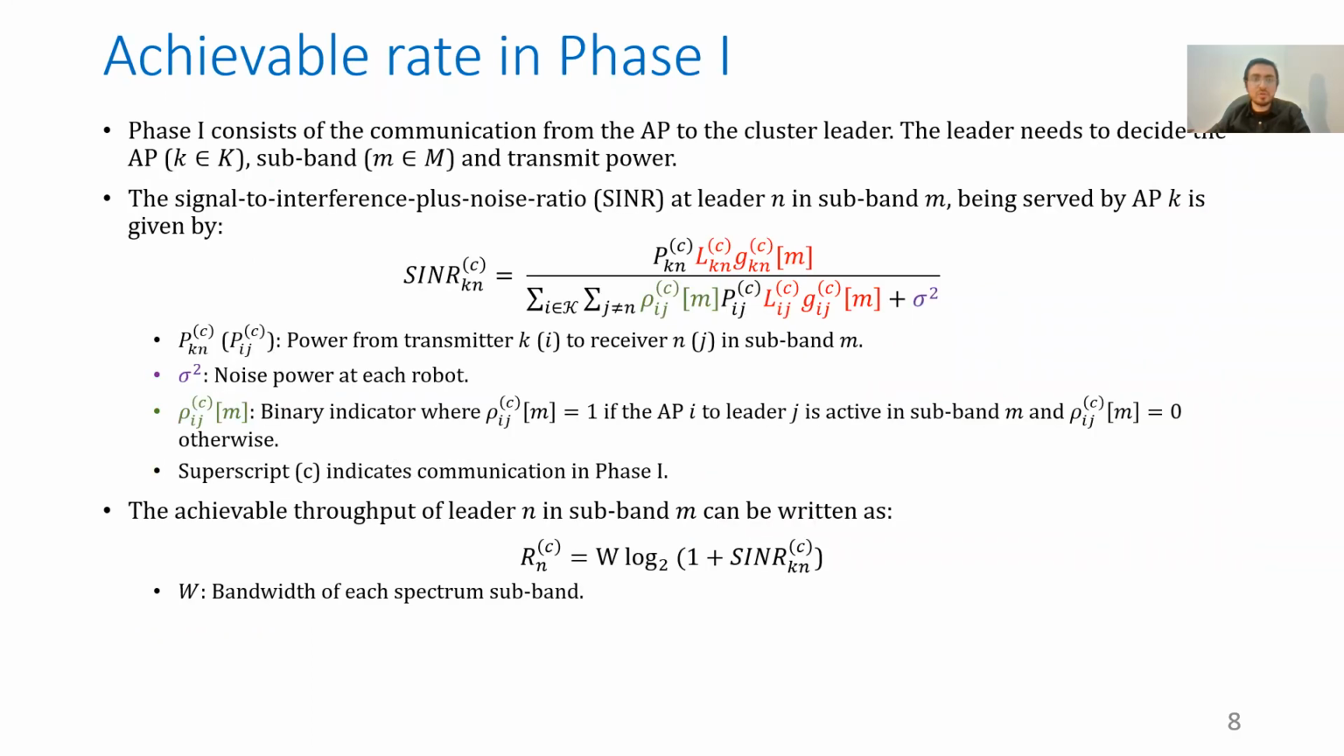So these are the performance metrics for phase one. For phase one, we first calculate the SINR, and for each cluster leader, the interference occurs from the other access point to leader links, which are using the same subband. Using this SINR, we then calculate the rate using the Shannon capacity formula.